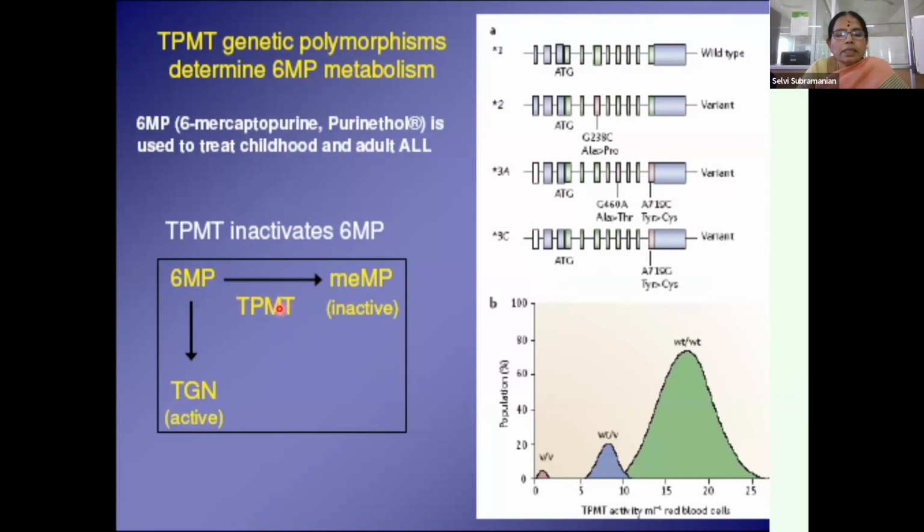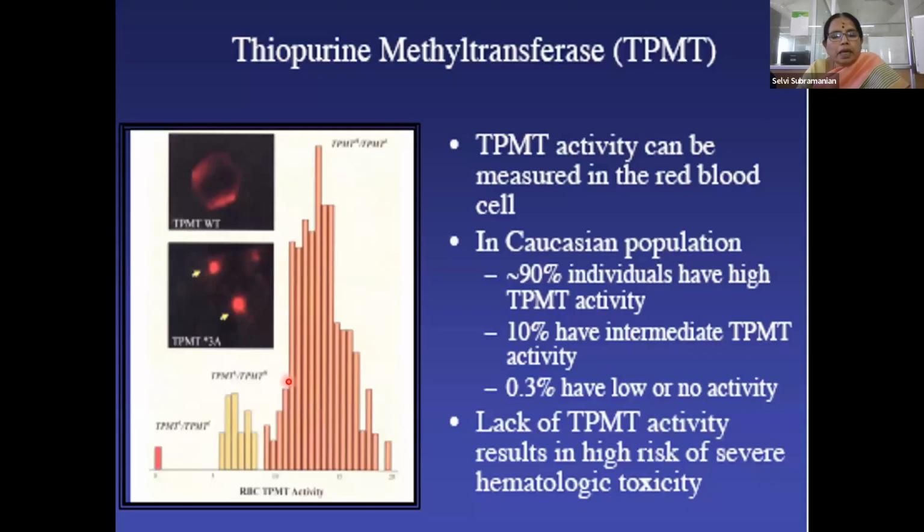Once it is done, then it has to be inactivated, then it will be excreted. Some people have polymorphism in TPMT activity. This thiopurine methyl transferase activity is different for different individuals. In some individuals the activity is high and in some individuals the activity is low. For example, in the Caucasian population, 90% of the individuals have high TPMT activity. Only 10% have intermediate activity, 0.3% have low or no activity.